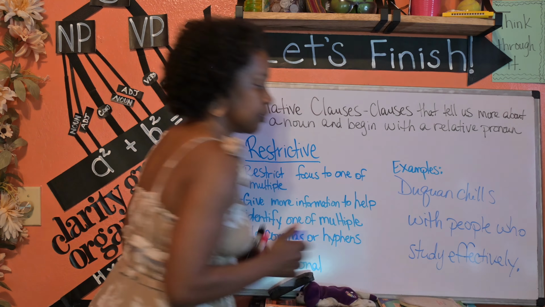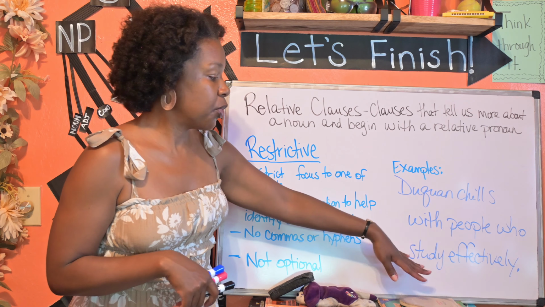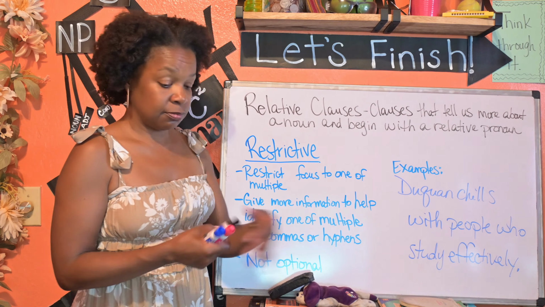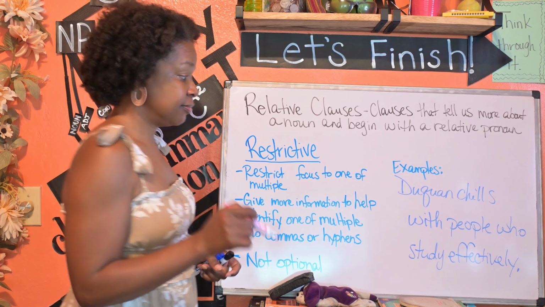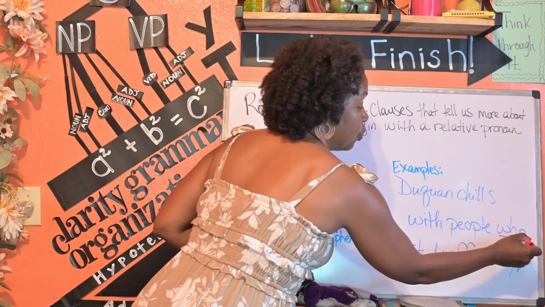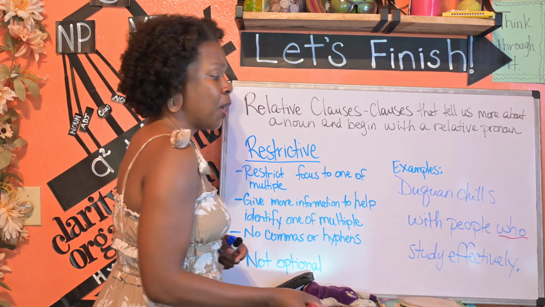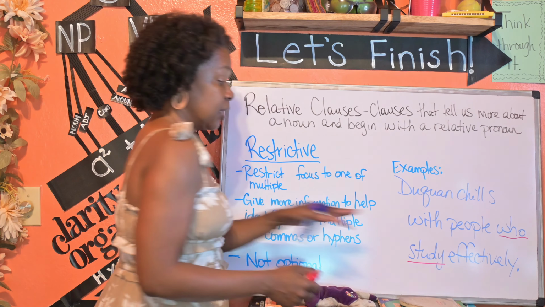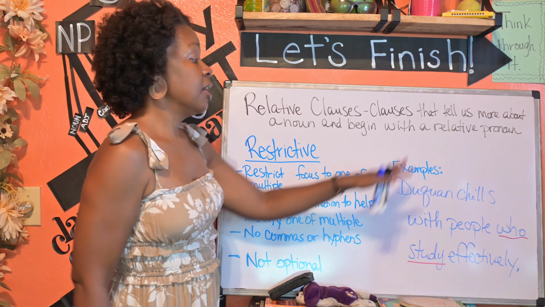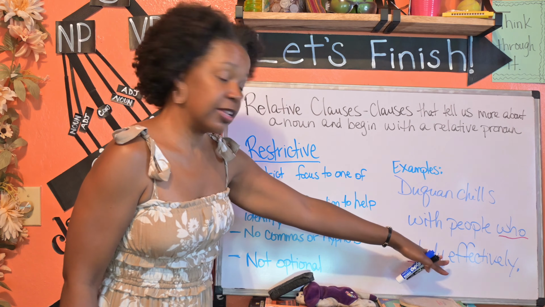All right. So what did you get? Let me show you what I have. Daquan chills with people who study effectively. Do you see a who, which, or that? We have a who, a relative pronoun, our noun phrase. Study is our verb. And we have some adverbial information, or we have an adverb. This tells us how they study. They study effectively. Daquan chills with people who study effectively.